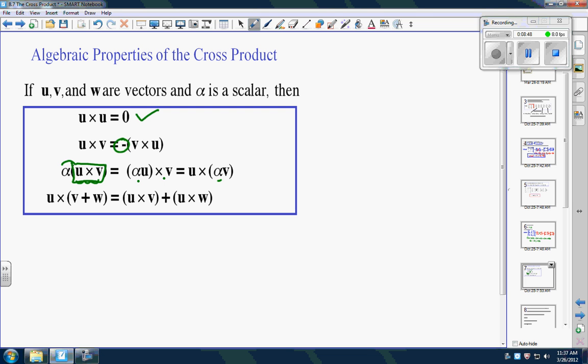And then lastly here, let's say you added two vectors together and then did a cross product. What happens is, in this case, you can distribute. So u cross v plus u cross w. I would rather do this first because vector addition is pretty easy, and then you just have to do one cross product. Because if you do this one, you're doing a cross product here, which is 6 total determinants, which can lead to a lot of mistakes.